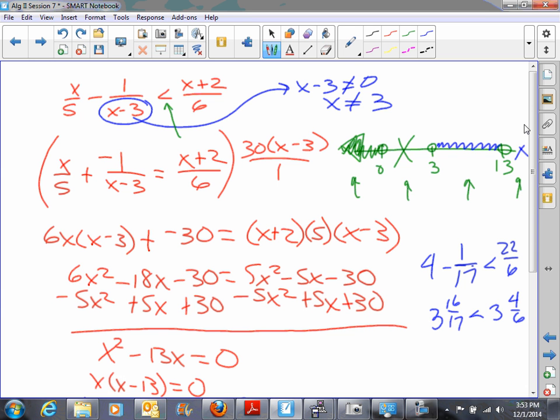So our solution is going to be x is less than 0, union 3 is less than x is less than 13. And that would be how you would solve a rational inequality. Remember, not only do you have to find the solutions to the related equation, but you also have to include anything that makes any of the denominators 0. And that takes care of rational equations and inequalities.